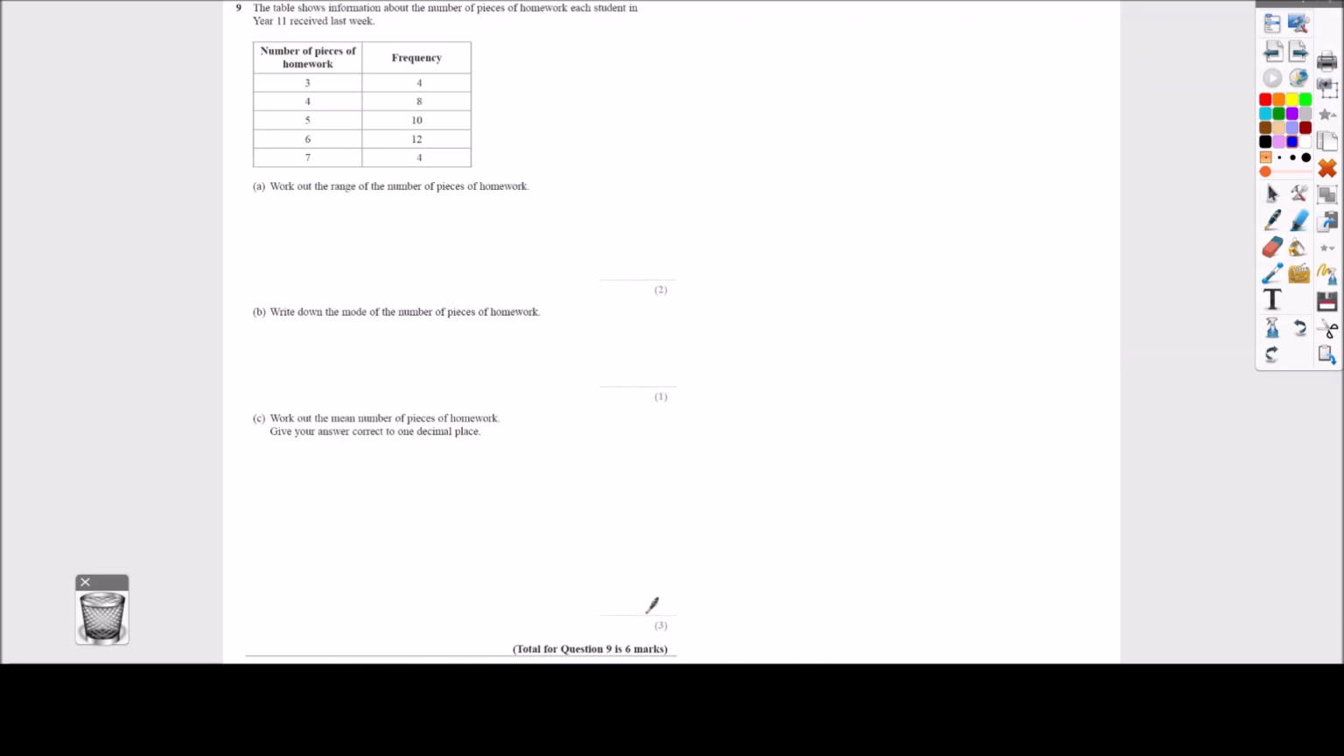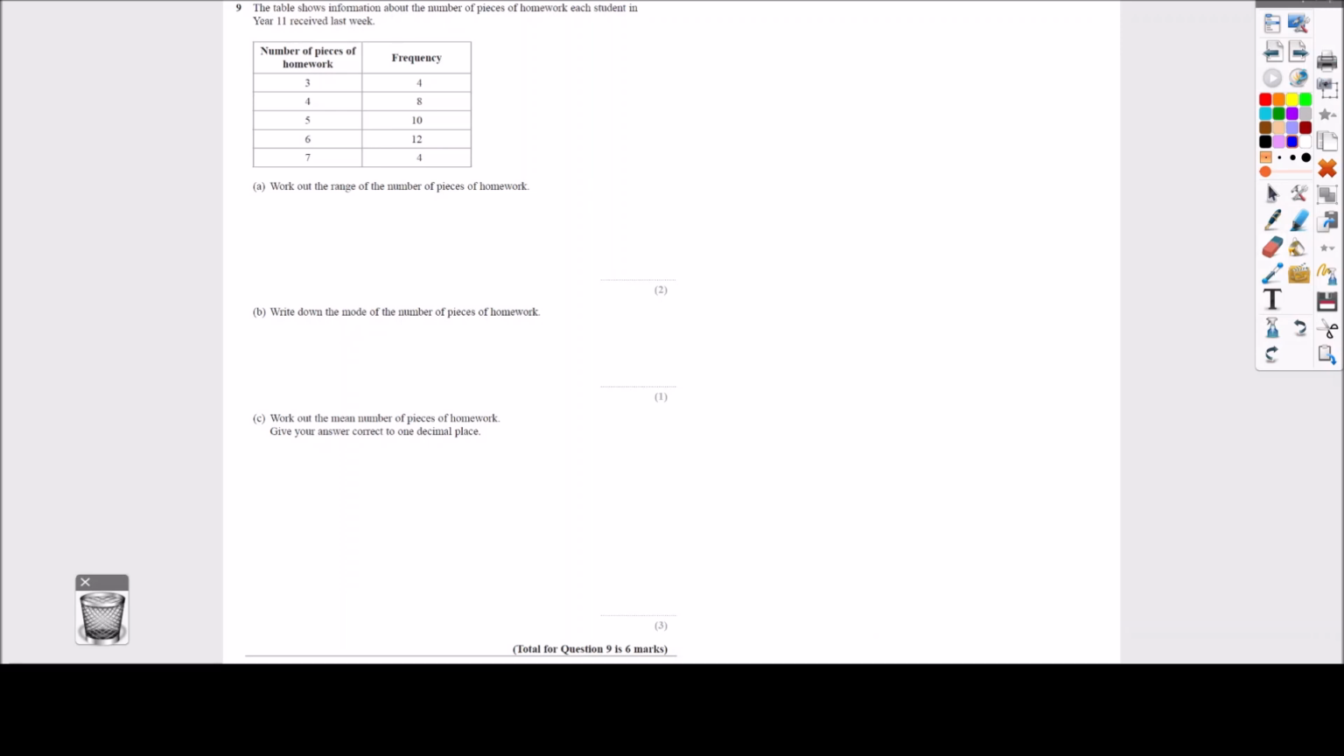Question 9. So the table shows information about the number of pieces of homework each student in year 11 received last week. So make sure you get behind the table. What we're saying here is 4 students received 3 pieces of homework. 8 students received 4 pieces of homework, and so on. So work out the range of numbers of pieces of homework.